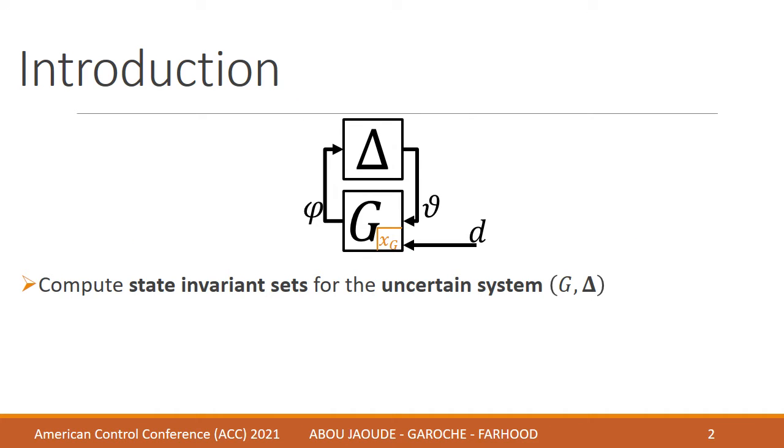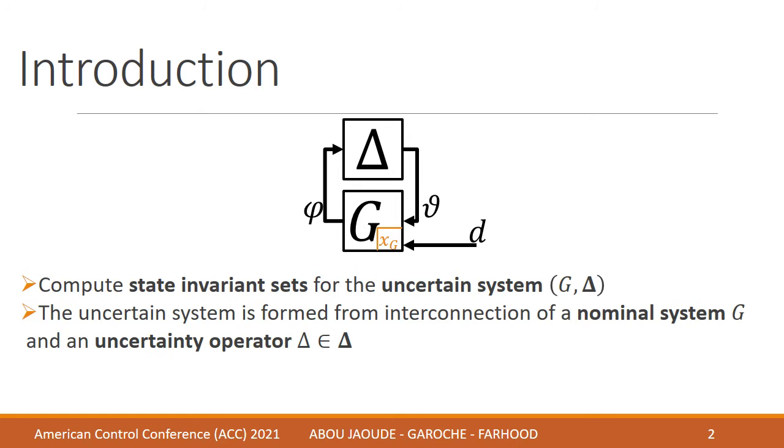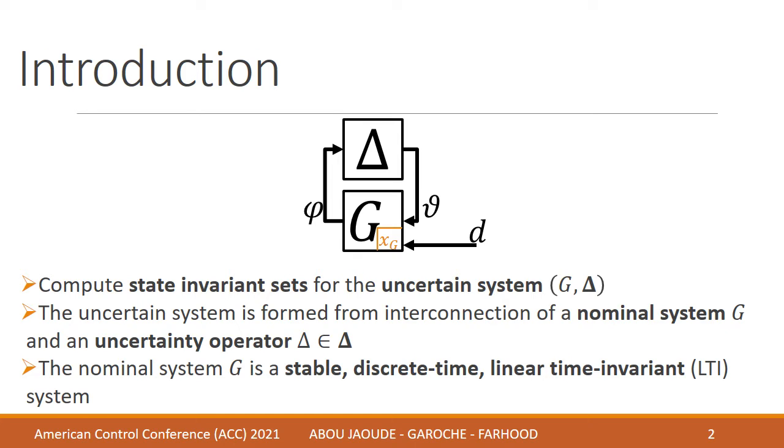To start, we are interested in computing state invariant sets for the uncertain system G delta shown. Namely, the uncertain system is formed from the interconnection of a nominal system G and an uncertainty operator delta that is assumed to lie in a pre-specified set delta. The nominal system G is assumed to be a stable, discrete time, linear time invariant system.